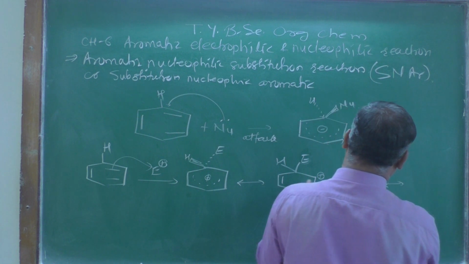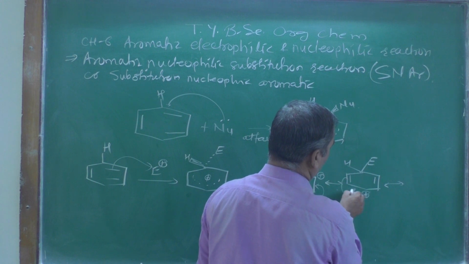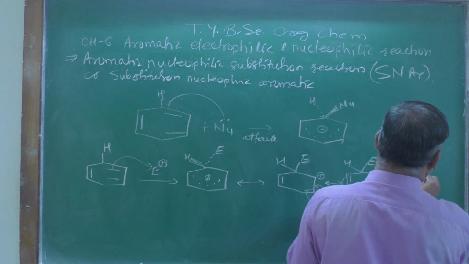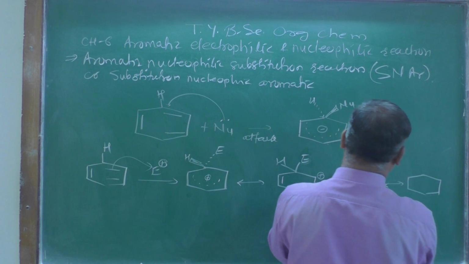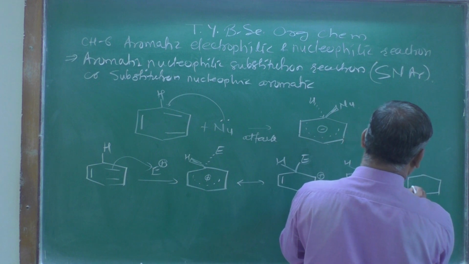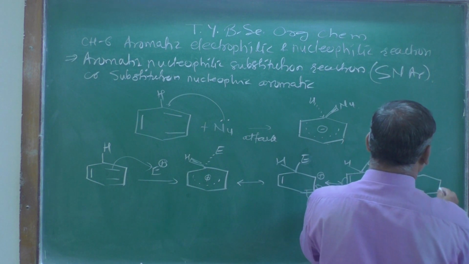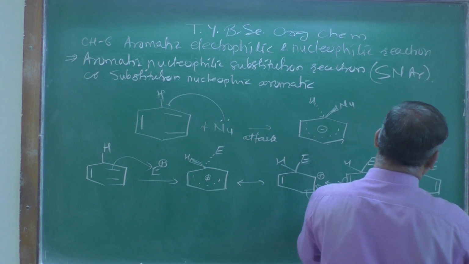And next, what is happening here? This double bond shifted from here to here. We are getting another structure. The positive charge now comes on this carbon atom. This double bond shifted here, and here is this hydrogen atom and this electrophile.